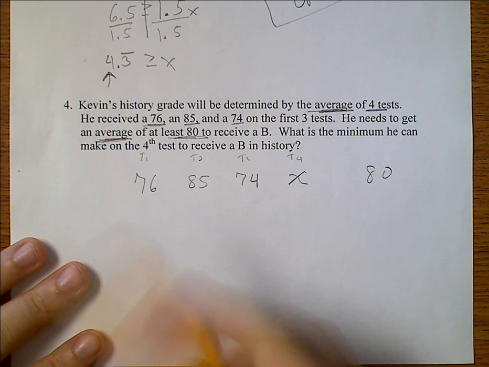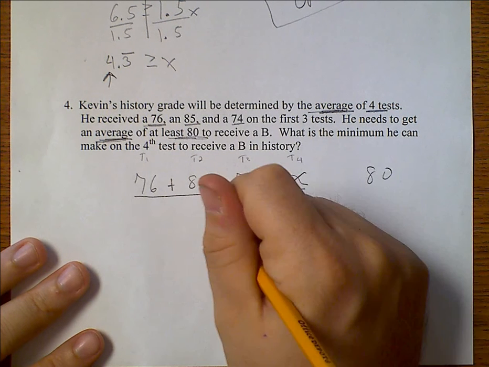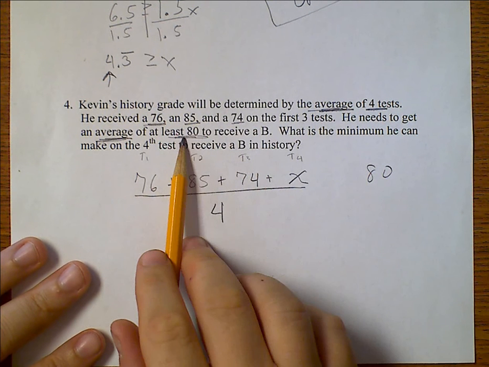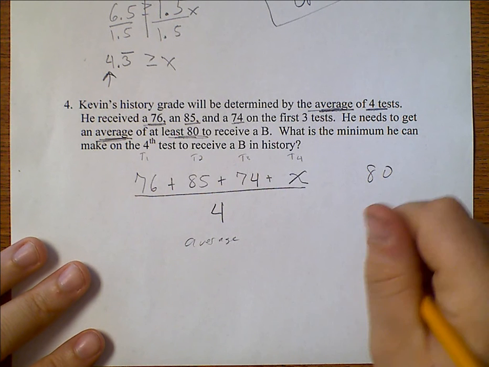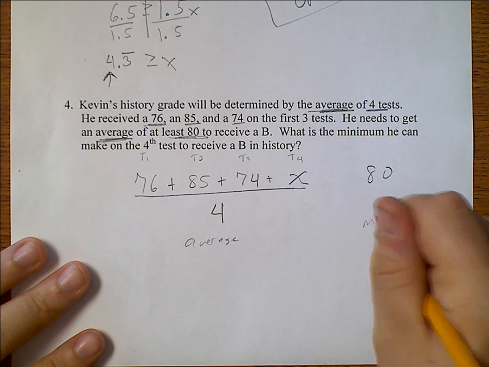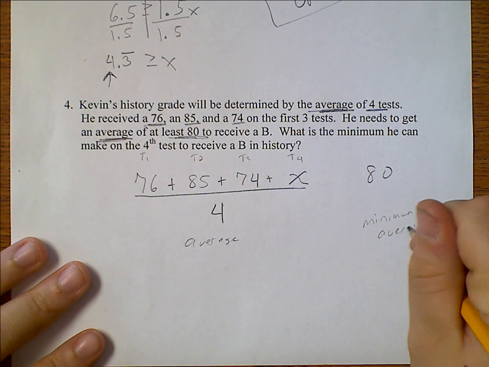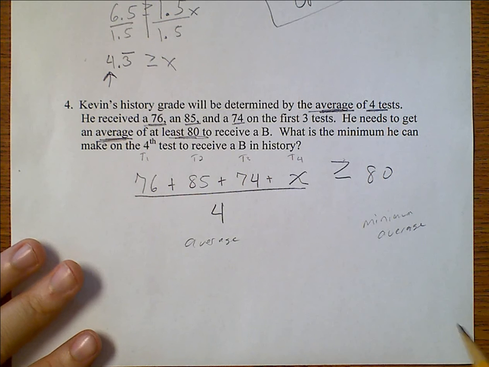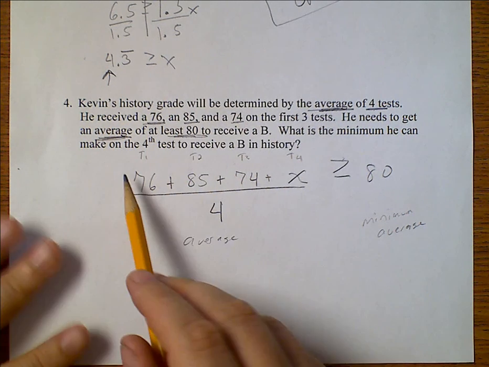Well, to find the average, I simply add all numbers and then divide by how many I have. And I want to earn at least an 80. That means that this average needs to be bigger or equal to my minimum average. If I get less than an 80, maybe I'm grounded this week. Who knows? But this is the problem that we have, and so this is our equation.